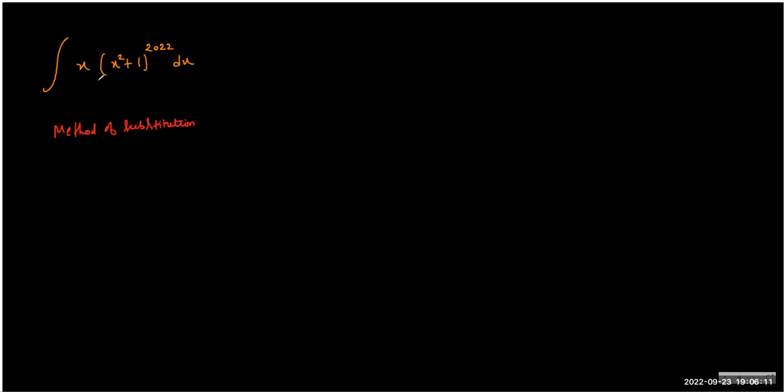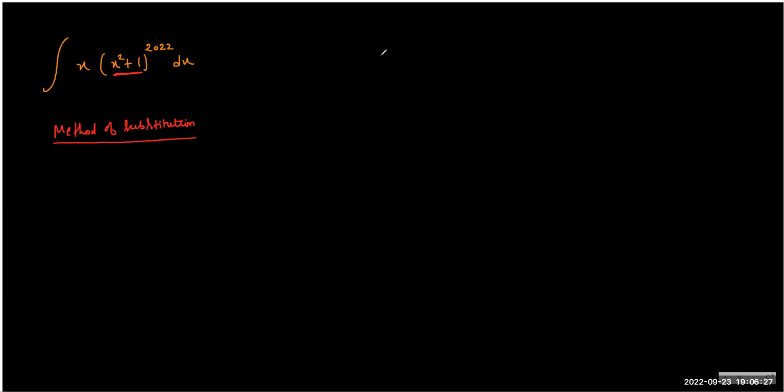And you know that this doesn't look nice. So if you take this entire term as something, then the differentiated term is available outside. So we can do some magic. What kind of magic? Let's see. So, method of substitution.